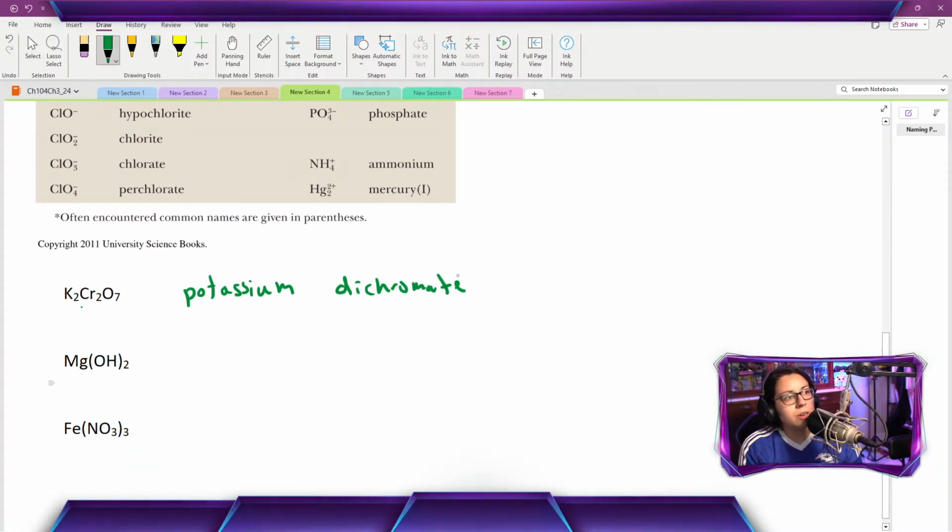And so now this one, right, we identify our metal. So that's magnesium. That's our group 2. So we don't need to indicate any oxidation states. Then hydroxide.